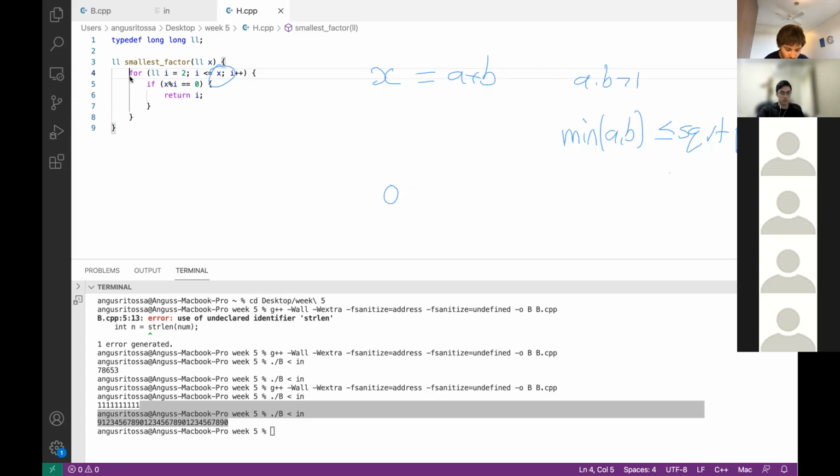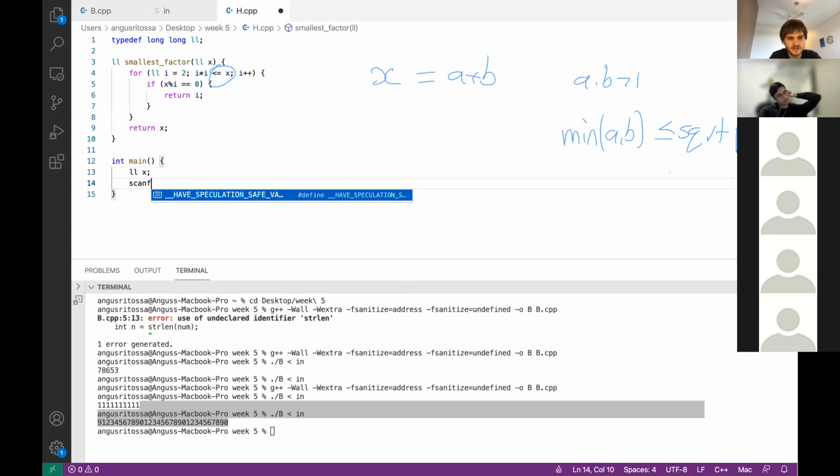What we can do is loop all the way up to the square root of x. So to do that, we loop while i times i is less than or equal to x, so while i is less than or equal to the square root of x. And if we don't find anything, then at the very end we return x. So if we go to our main function, let's write it. We're going to scan in x and print the smallest factor of x.